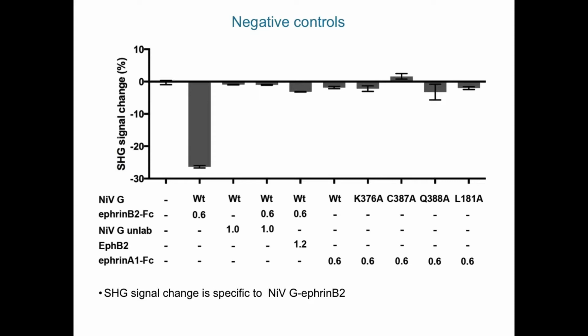Similarly, incubation of the endogenous receptor for FNB2, EPHB2, prior to addition led to a decrease in FNB2 binding to Nipah-G. Also, minimal SHG signal change was observed with wild-type Nipah-G and any of the mutants upon addition of Ephrin A1-FC, which is a non-binding isotype of Ephrin.